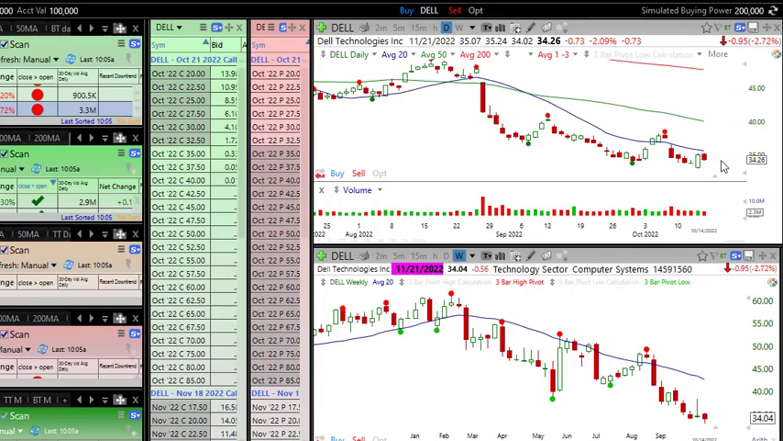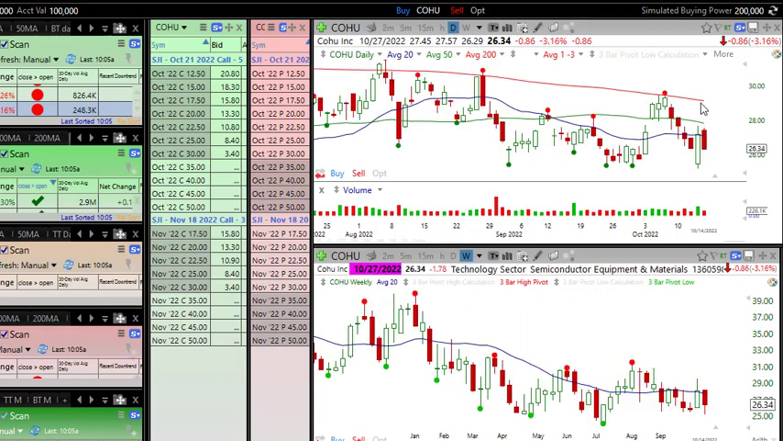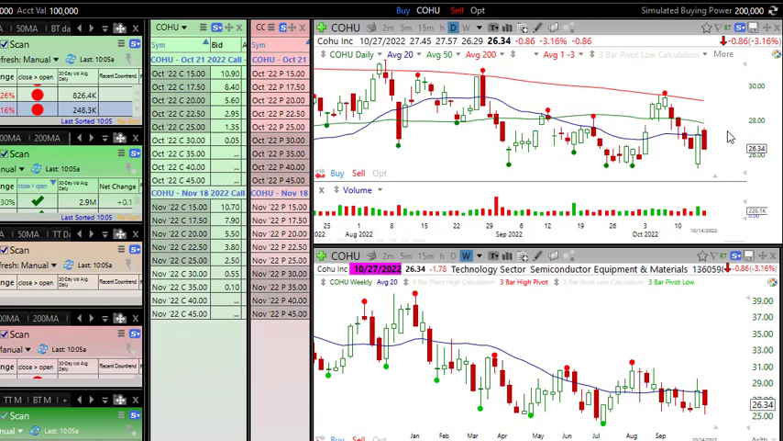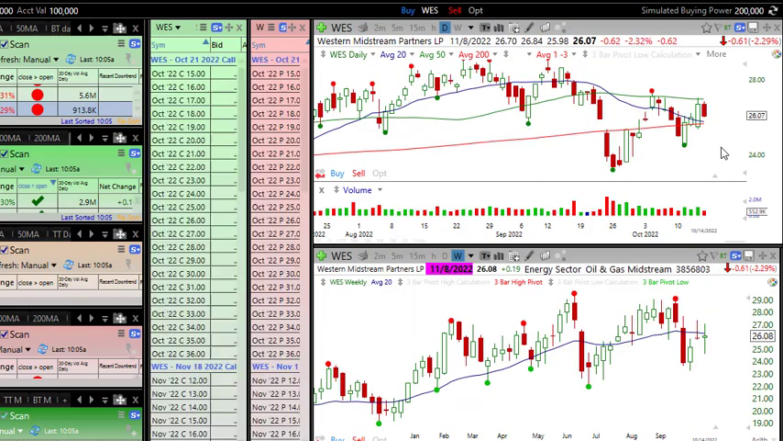Dell Computer, it's a 1, 2, 3, but downtrend daily, weekly. SJI, retracement too deep and no price void. Kohu, it is a 1, 2, 3, not bad. That could be a put spread over Friday's high, put spread under Thursday's low. ACI, Albertsons, it's not a 1, 2, 3 because the bar is not in the upper third.